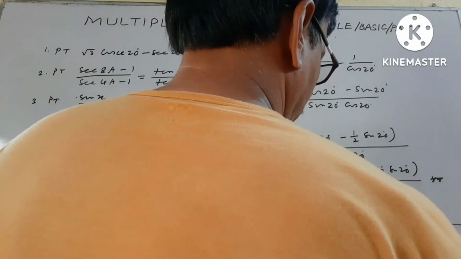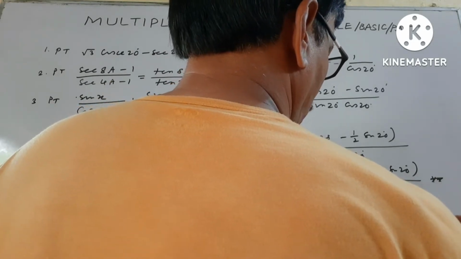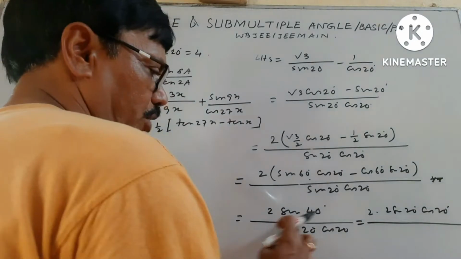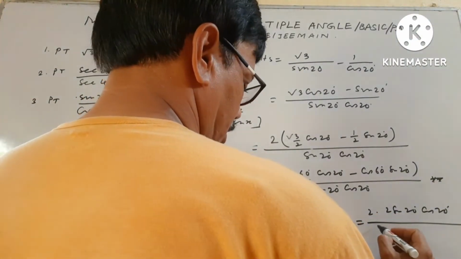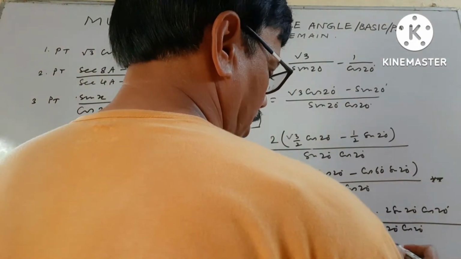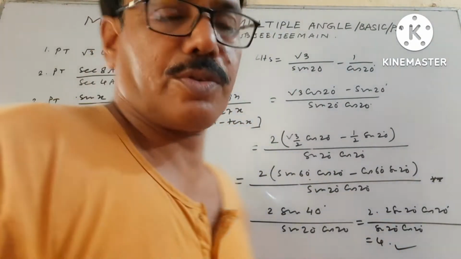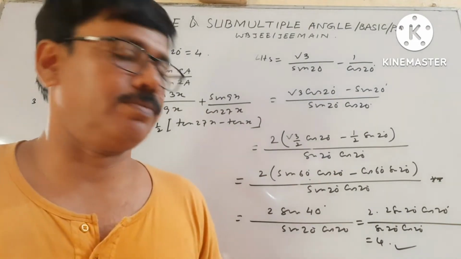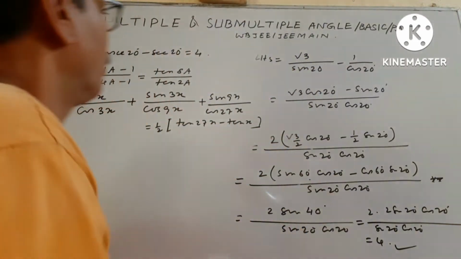Now this is the last step. Sin 2A is 2 sin 20 cos 20, so that is sin 40. The 2 comes forward and will be half, so sin 20 cos 20. So finally you are getting the answer. Very simple problem, but it is a problem of WBJEE.